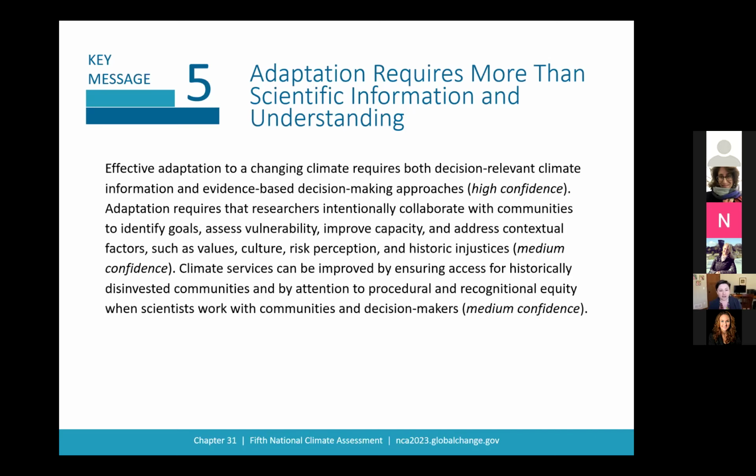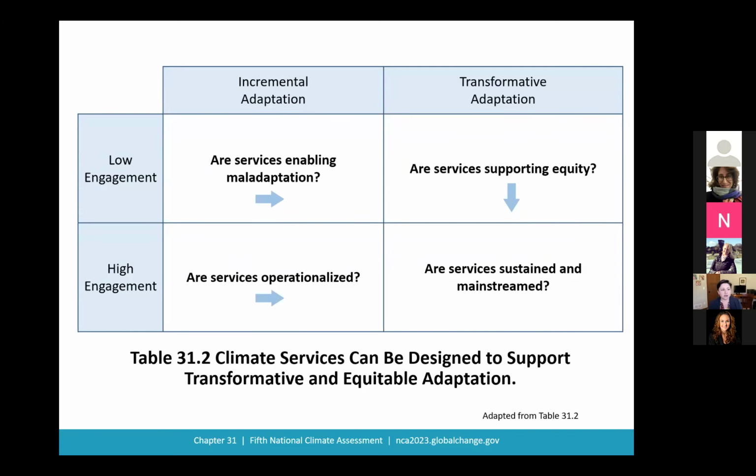Maybe we can go to the next slide, because I think it's actually really nicely illustrated here, because this slide really focuses on how climate services can be designed to support transformative and equitable adaptation in ways that are aligned to the level of community engagement and the impact of a specific adaptation effort. So the table, which is simplified but shows up in our chapter, helps us to think about engagement, what's at stake in different decisions, and how those two factors might relate to each other.